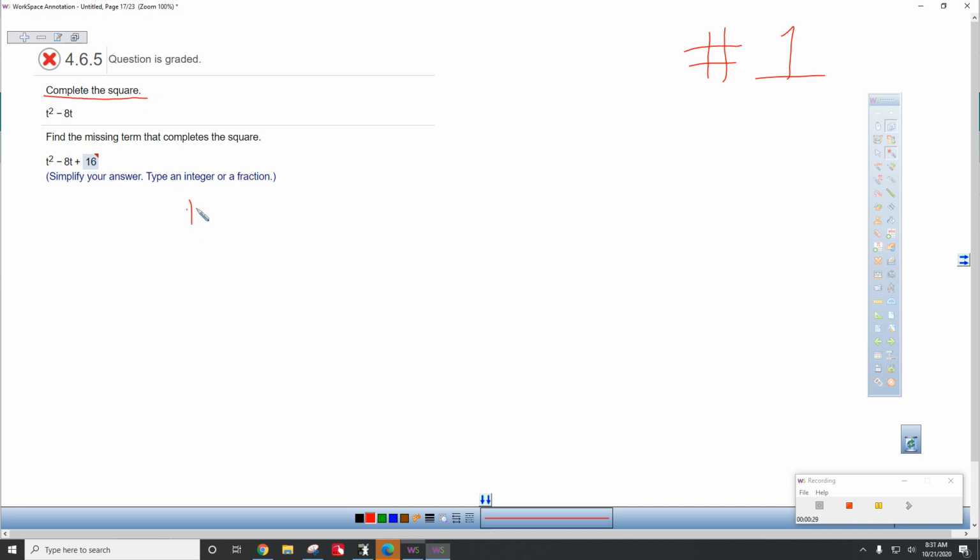How do you do it? You take B, you divide it by 2, and then you square it, and you make that your C. So in this case, you do negative 8 divided by 2 squared. That's negative 4 squared, and that's positive 16. There's your answer.